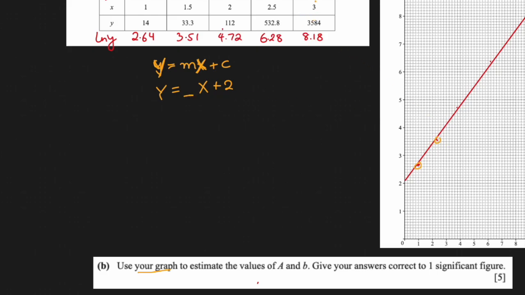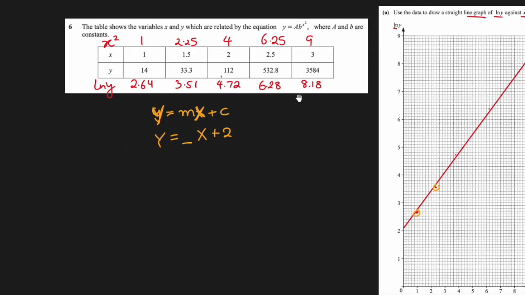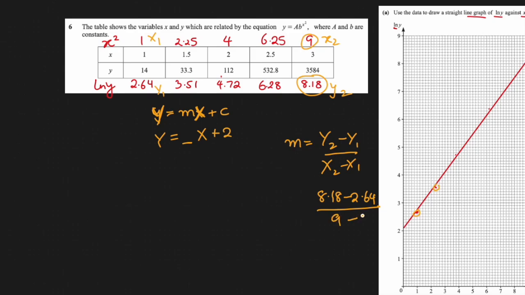And what will I do? I'll take 2 points. This will give me a good estimate. I'll take this point 9 as x2 and this as y2, and let's take this as x1 and this as y1. So M, the gradient, is y2 minus y1 divided by x2 minus x1, correct? So y2 is 8.18 minus 2.64 divided by 9 minus 1.